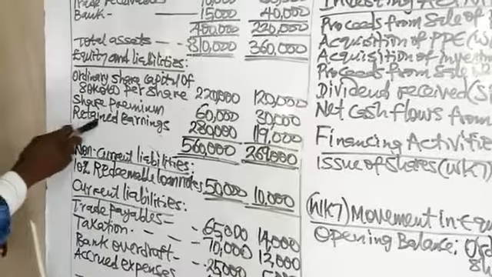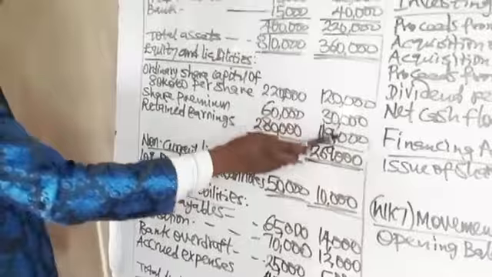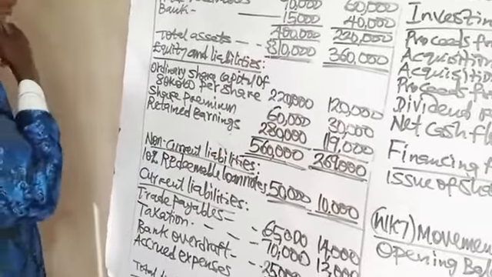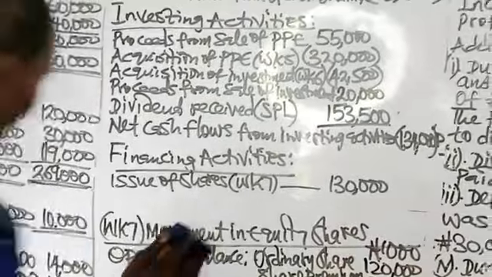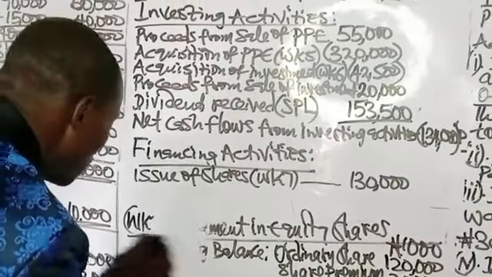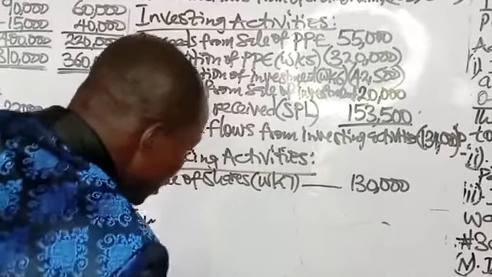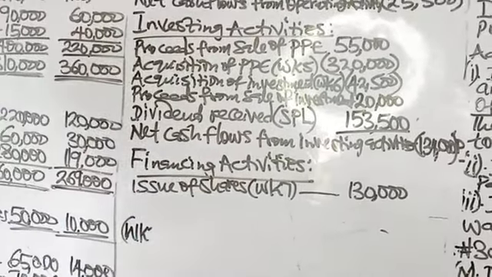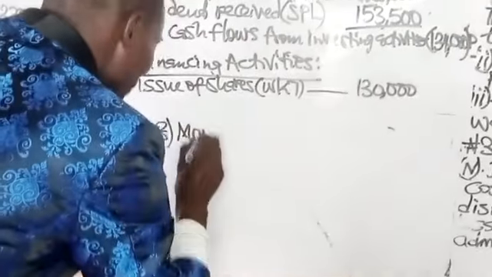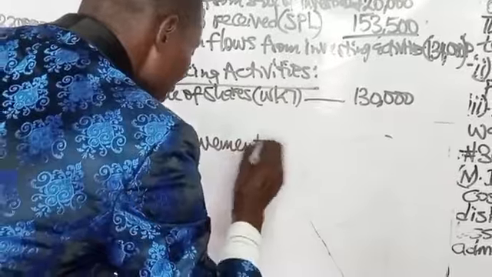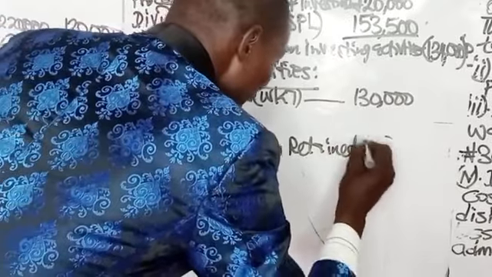Then after issue of shares, let's go through the equity section. You have retained earnings. The opening balance is 119,000, while the closing balance is 280,000. Now let's have working number 8: movement in retained earnings during the period.